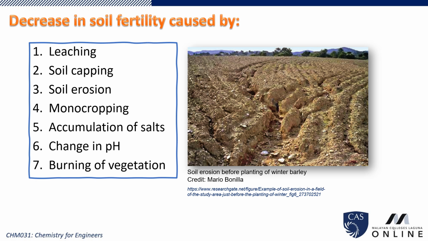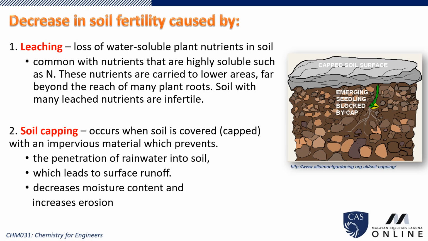Soil fertility can decrease due to leaching, soil capping, erosion, monocropping, salt accumulation, pH changes, and burning of vegetation. Leaching in this case is the loss of water-soluble plant nutrients in the soil. This is common with nutrients that are highly soluble such as nitrogen. These nutrients are carried to lower areas far beyond the reach of many plant roots. Soil with many leached nutrients are infertile.